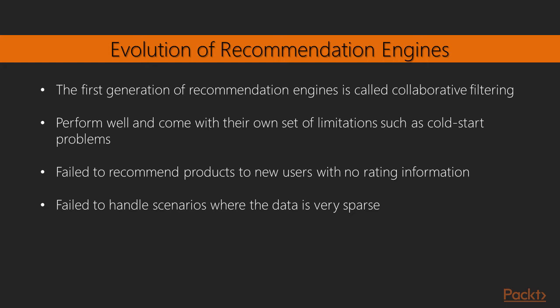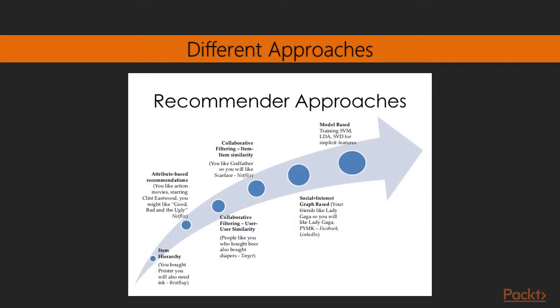Evolution of recommendation engines. The first generation of recommendation engines is called collaborative filtering or neighbourhood method recommenders. Though they perform very well, these recommenders come with their own set of limitations, such as cold start problems. They fail to recommend products to new users with no rating information and recommend new products with no ratings to the users. Also, these recommenders fail to handle scenarios where the data is very sparse, so the user ratings on products are much less. In order to overcome these limitations, new approaches have been developed, which we will see in this diagram.